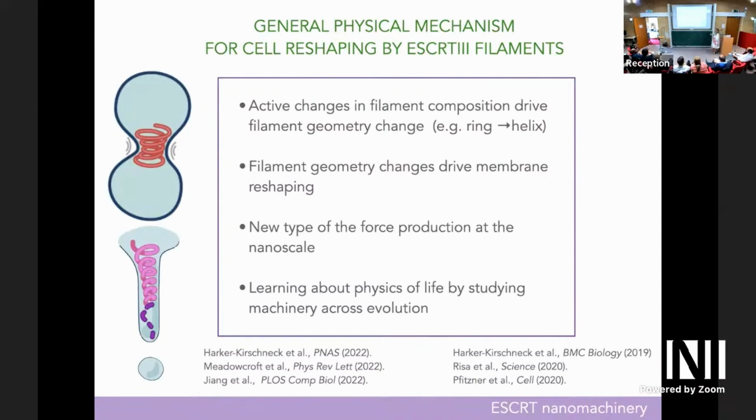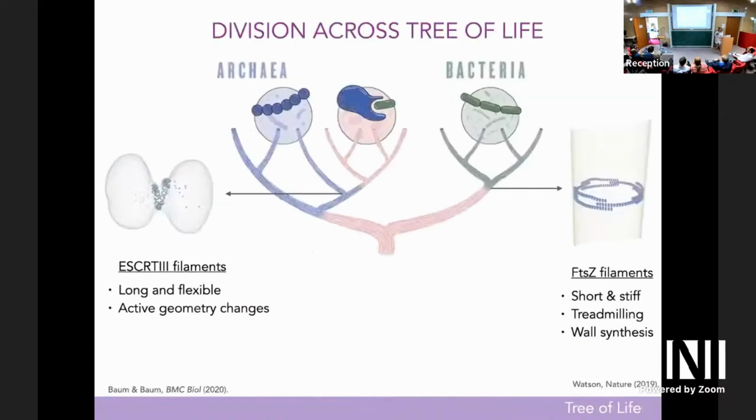And I like this idea about studying how our machinery works, but going back in time, where there's fewer components. As I said, we have 11, archaea has only 2, 3, but the physics is likely conserved. Okay, now I'll take you to the other side of the tree of life, which is bacteria. As I said, they use something that might look similar if you look from far away, it's a ring in the middle, but it works very differently.